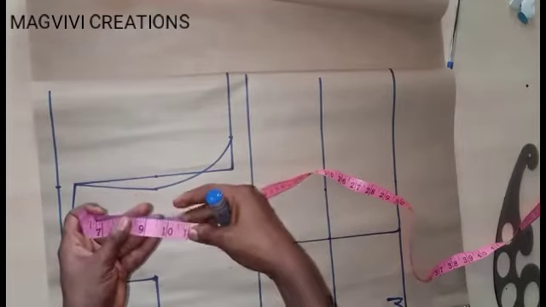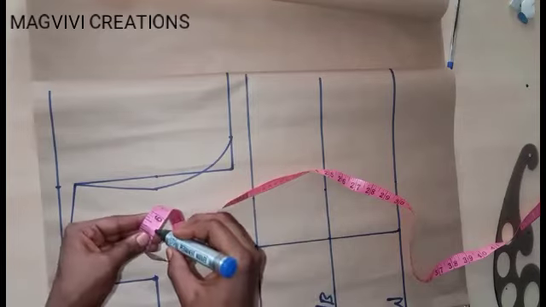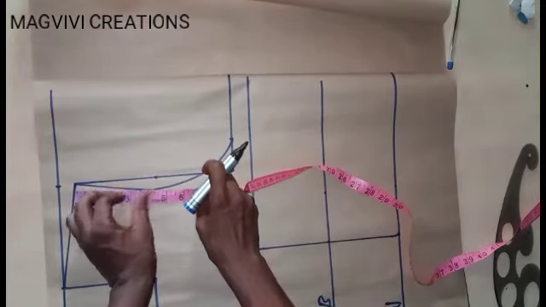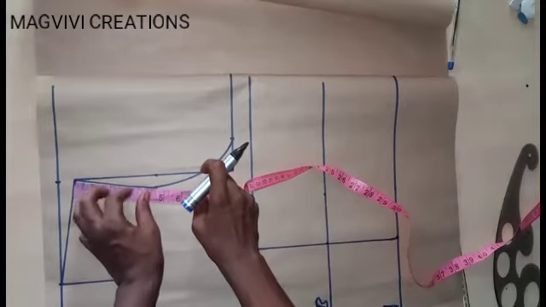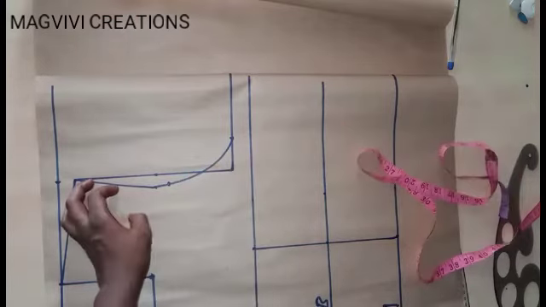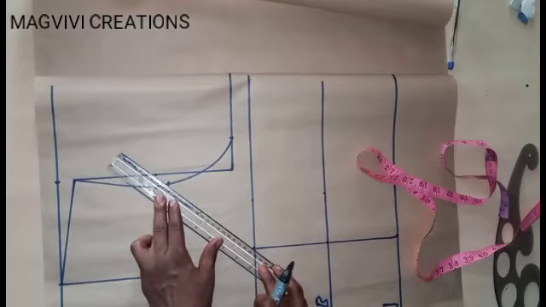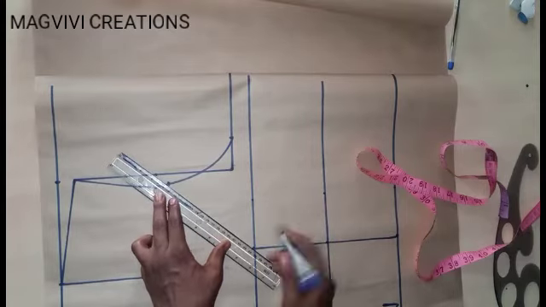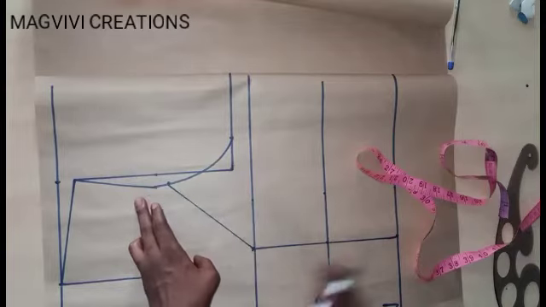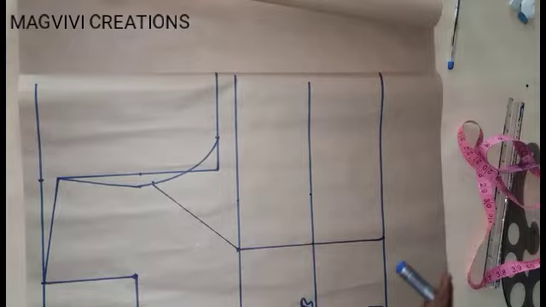Okay, let me take it again. So this is it. So you place it and you mark it out. So this is the midpoint. Okay, so by the time you have marked the midpoint, also connect it to the bust line like so. So just connect it and we'll have it like this. So now it is time to manipulate.